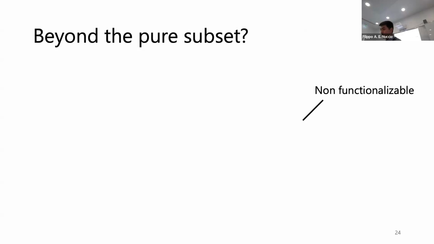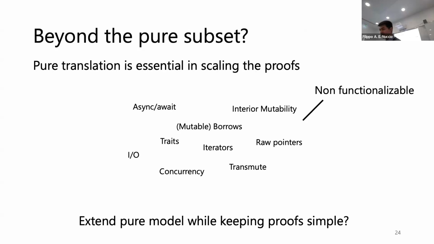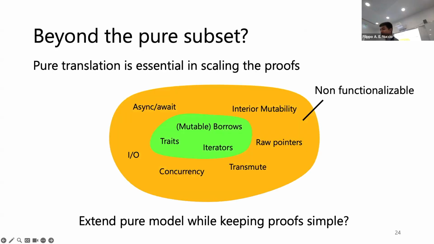A big problem we have today is that the functional model only works for a subset of us. So we need to go beyond. There are things that are non-functionalizable. So for example, async await, IO, things like interior mutability, which is essentially unrestricted aliasing, but that relies on dynamic checks, concurrency.